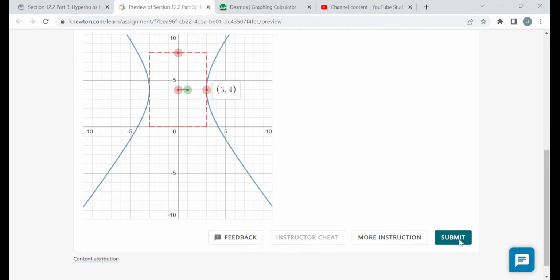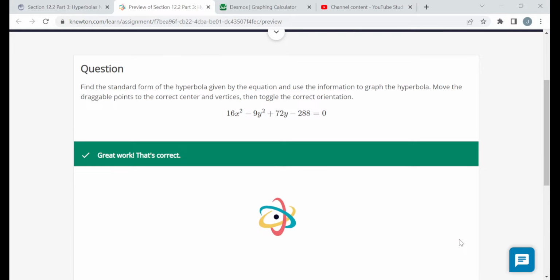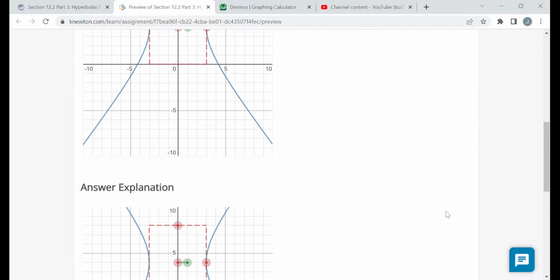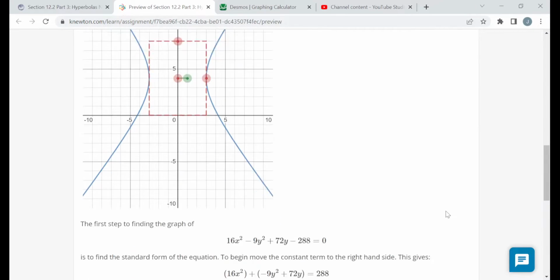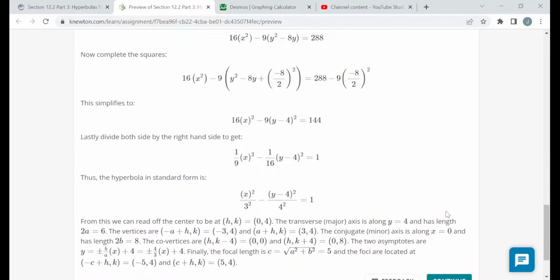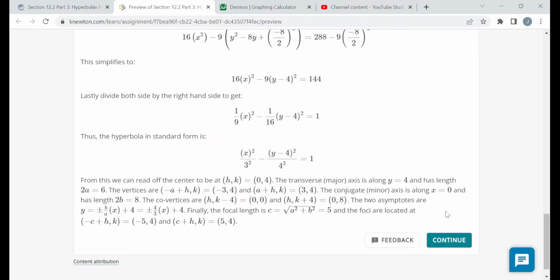Alright, then after you submit an answer, it'll tell you if you're correct or incorrect, and then give you some sort of answer explanation. Please read through these answer explanations just to make sure you understand why something was correct or incorrect, and hopefully you can learn from your mistakes for future questions.